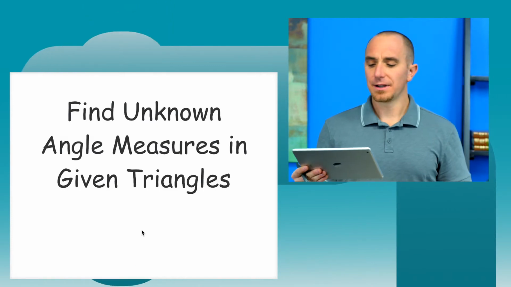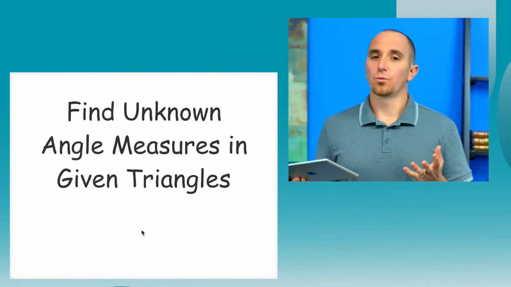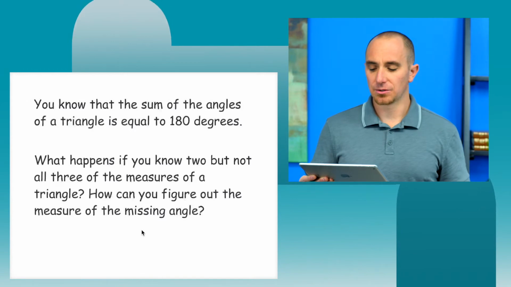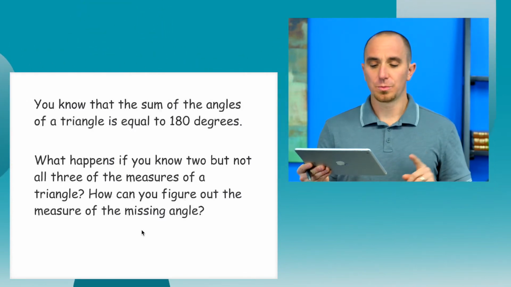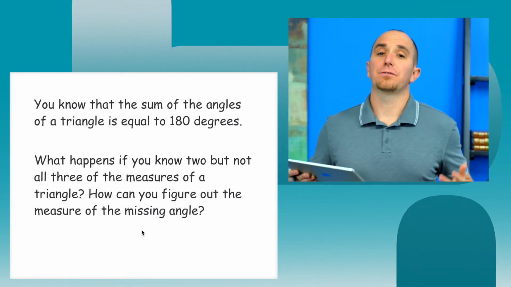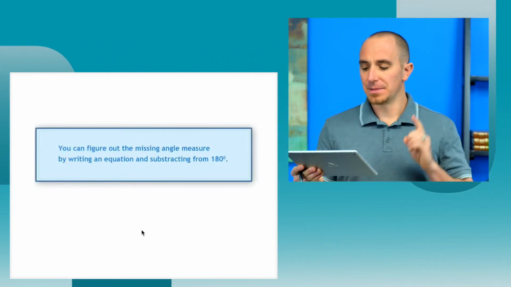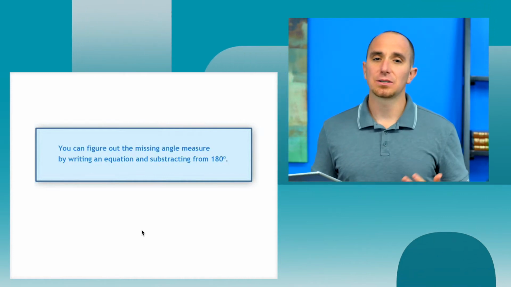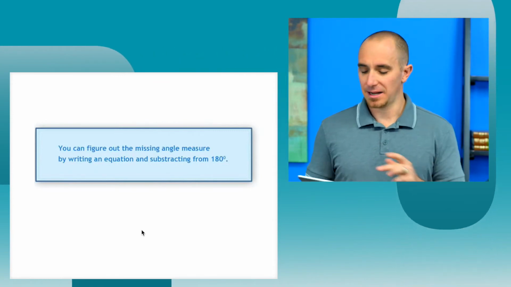All right, now let's find the unknown angle measure of given triangles. And again, I love this part of it. This part of geometry is really fun. Now, you know that the sum of the angles of a triangle is equal to 180 degrees. So, what happens if you know two but not all three of the measures of the triangle? How can we figure out what the measure of the missing angle actually is? So, you can figure out the missing angle measure by writing the equation and subtracting it from 180. Kind of like what we did with supplementary and complementary angles. And really it would be supplementary if we're talking about 180.